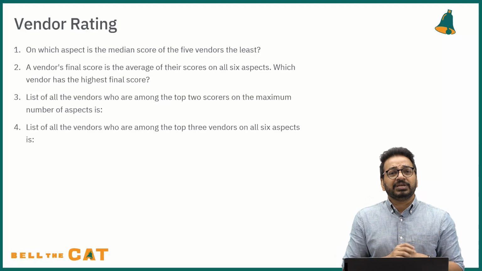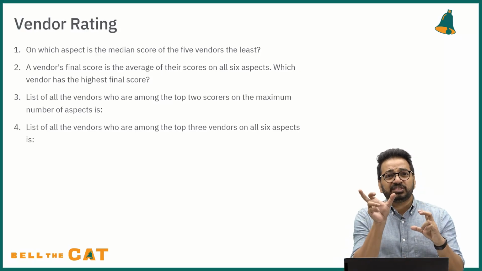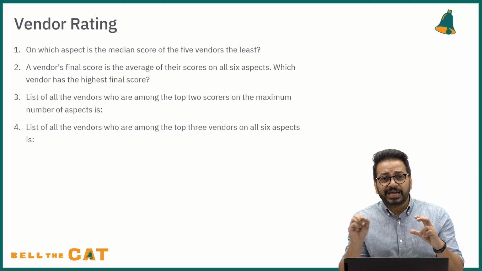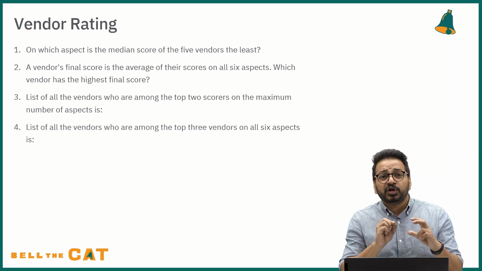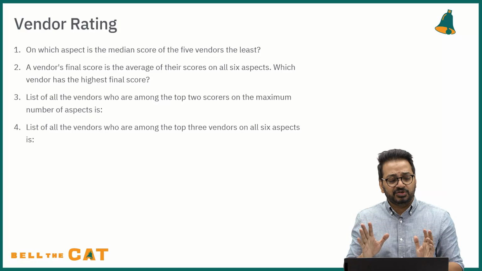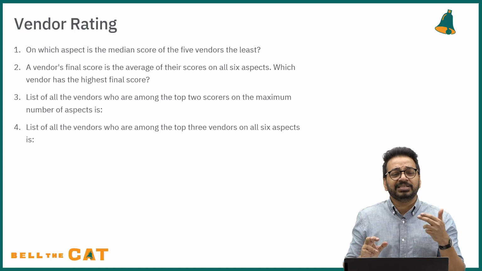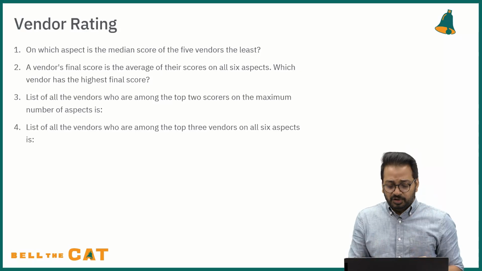That means you will be drawing a table. But in that table of 5 vendors and 6 parameters, will you be putting the actual values? No, you will only be putting the ranks. If you do this, you get 6 marks and you can leave. And one question says which aspect has the least median score of the 5 vendors? That also can be done by observation.